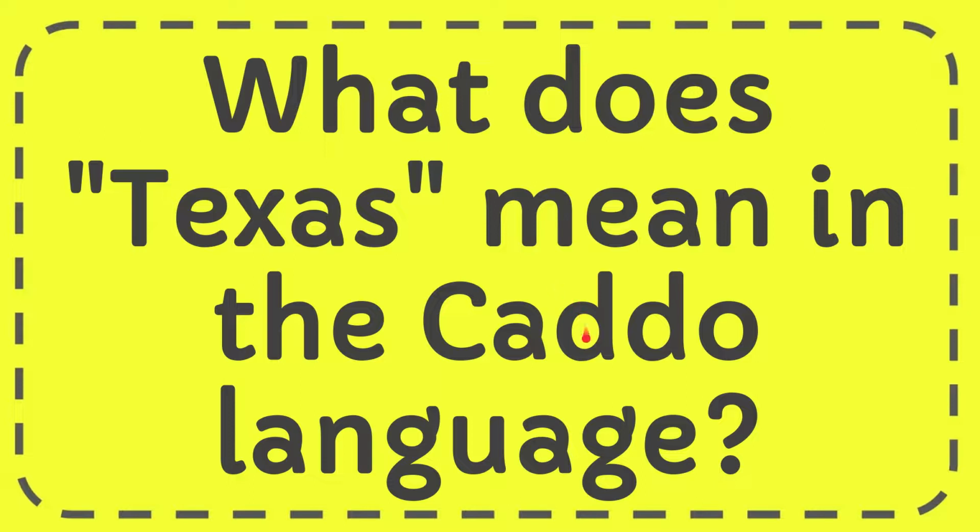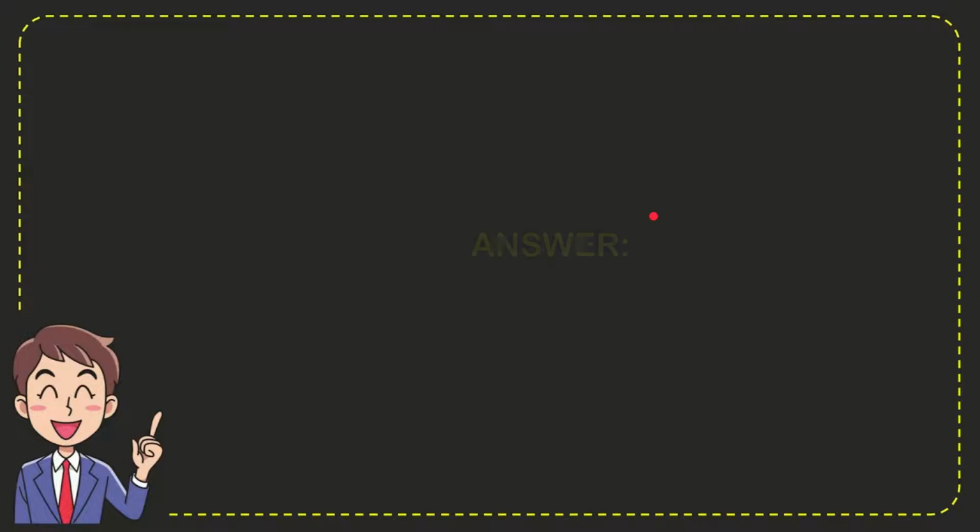In this video, I'm going to give you the answer of this question. The question is, what does Texas mean in the Caddo language? Well, I'll give you the answer of this question, and the correct answer for the question is friends. So that is the answer for the question, friends.